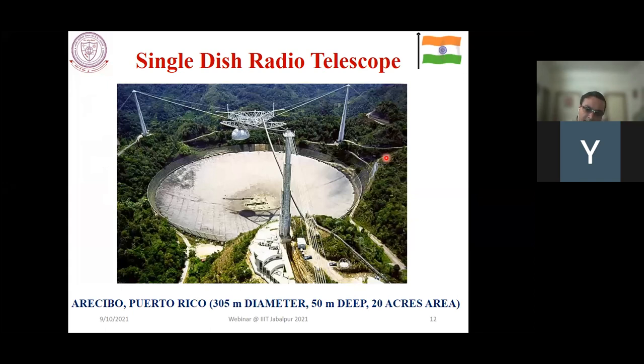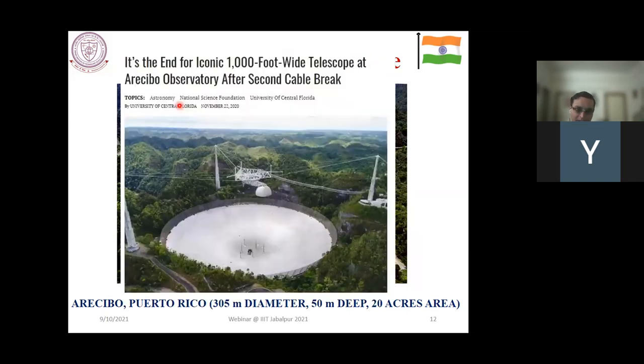This facility was functioning until last year, situated in Puerto Rico. This antenna is connected by several cables, and these cables became non-functional, and it became completely non-functional after the second cable break. Okay, so unfortunately we lost this particular setup after it was functional for more than 40 years or so.